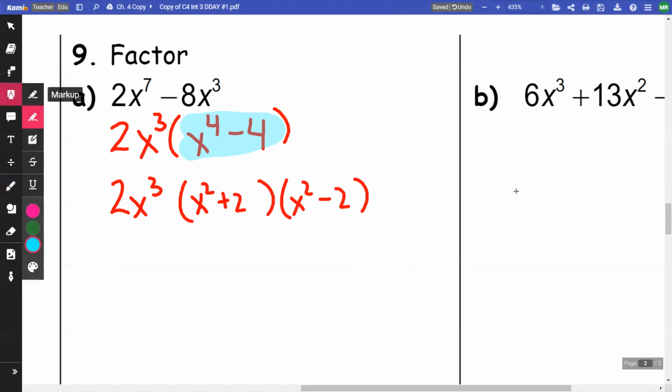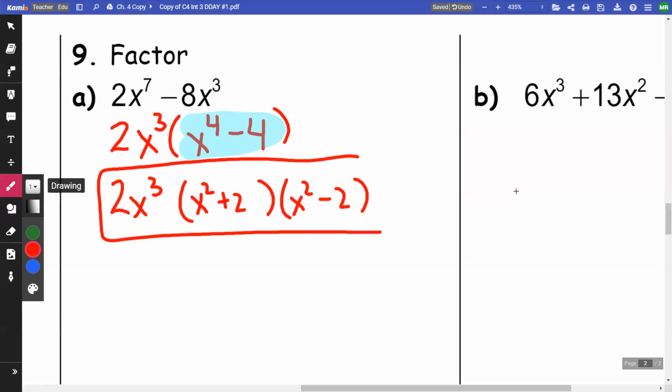Now, I always want to look and see if I can factor something. Any of these with the plus, I can't factor, not over anything real. And this I could factor, but 2 is not a perfect square. So that's going to be left. So this one is my final answer.